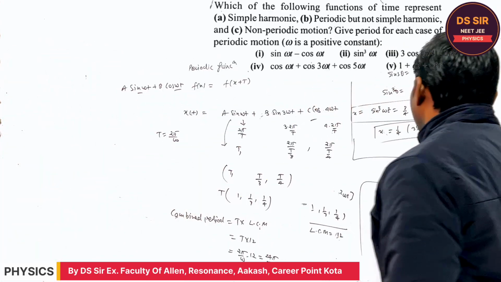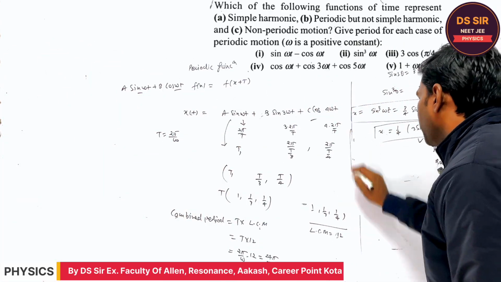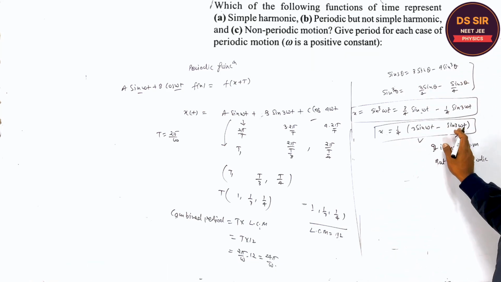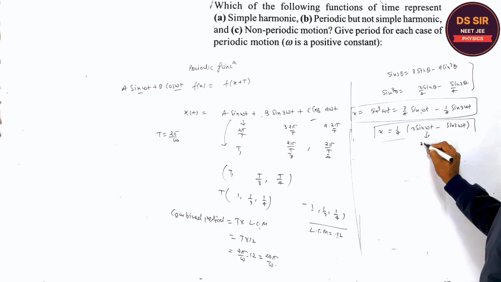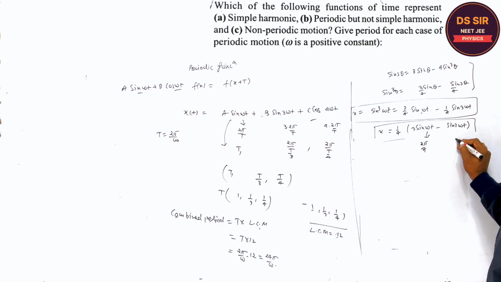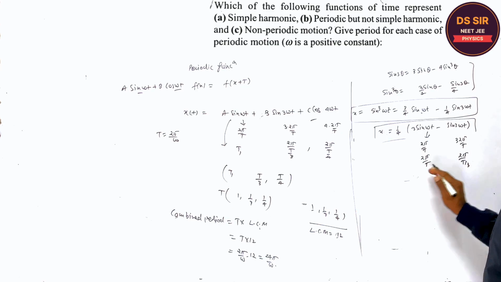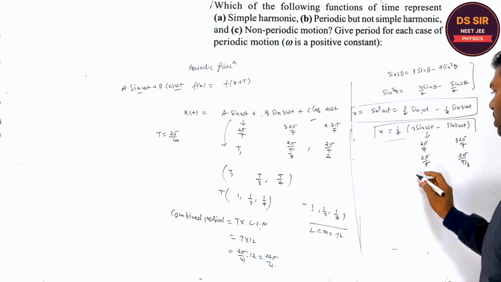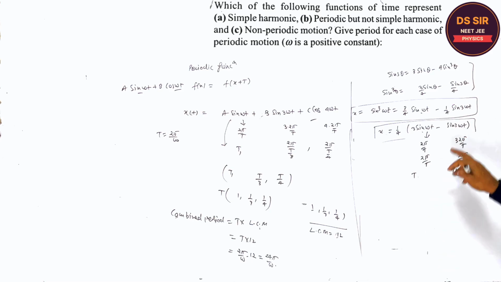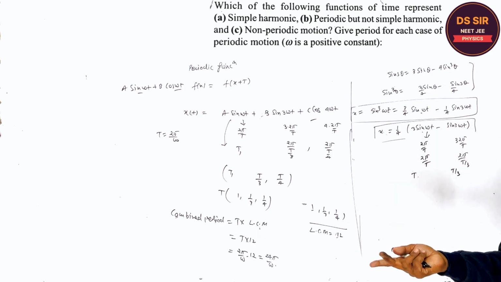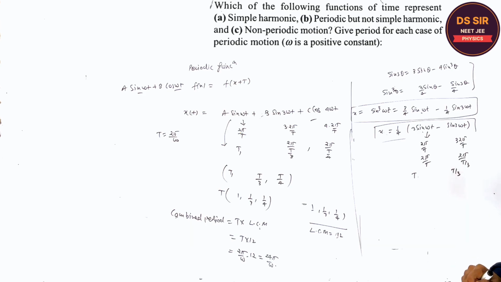Now I had given one illustration in this way. Now we have this thing, right? It is periodic, not SHM. This is 2 pi by T and 3 2 pi by T. So it is written as 2 pi by T and 2 pi by T by 3. What is the period of this function? Say T. What is the period of this function? Say T by 3. Frequency is 3 times, so the period is 1 by 3rd.